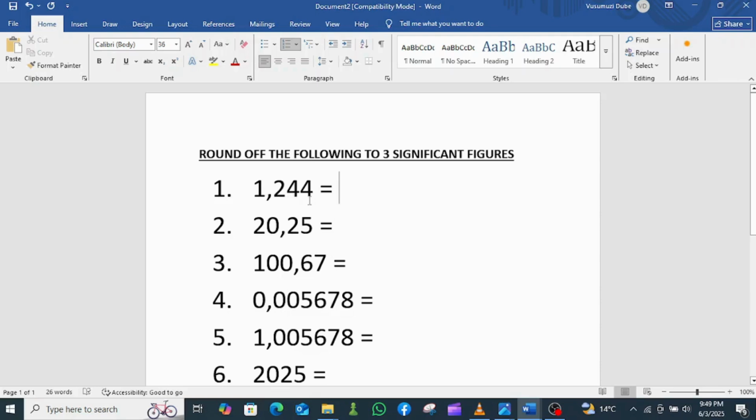1, 1,244. 2, 20,25. 3, 100,5. 4, 0,005678. 5, 1,005678. 6, 2025.